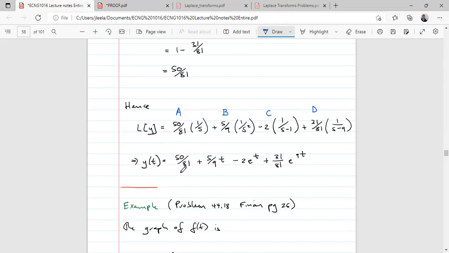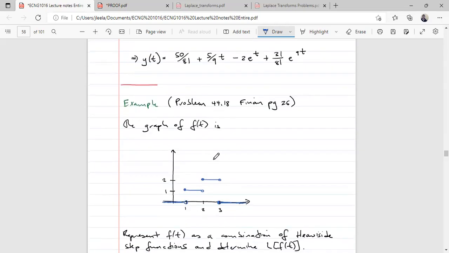You take the Laplace of 1 over S squared, you'll get T, so 5 over 9 by T. The Laplace of 1 over S minus 1 is e to the T, so you get -2 e to the T. And the Laplace of 1 over S minus 9 is e to the 9t. So you have 31 over 81 e to the 9t. Right, so this is our problem from the Theorem.